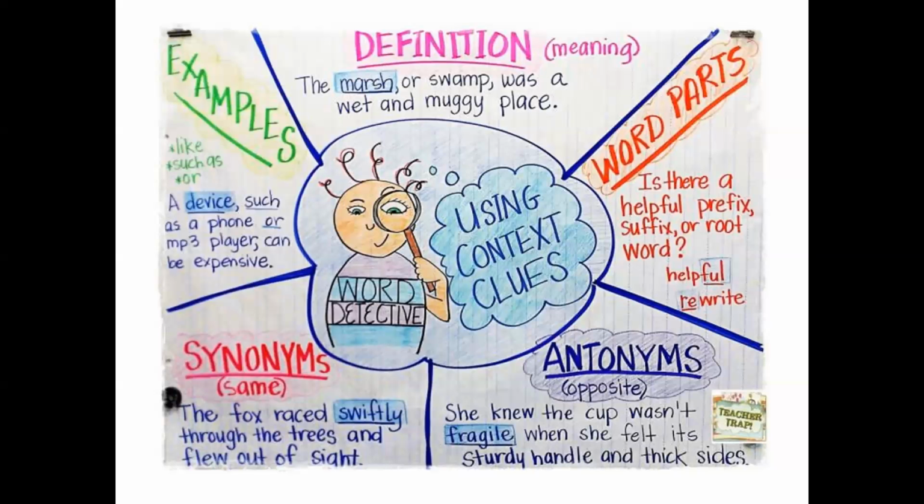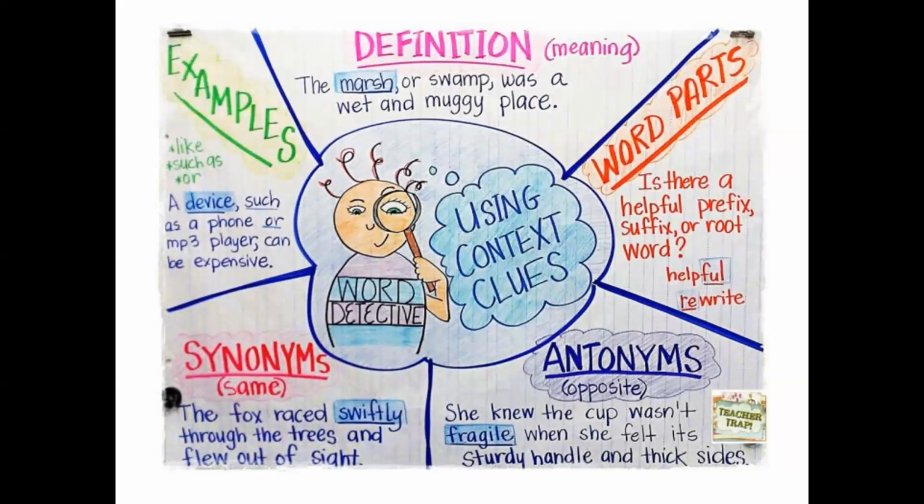I know that it's a wet and muggy place, regardless of if I said it out loud right, if I pronounced it right, if I spelled it right. I know what it means now because the context clues have told me that it's a wet, muggy place.